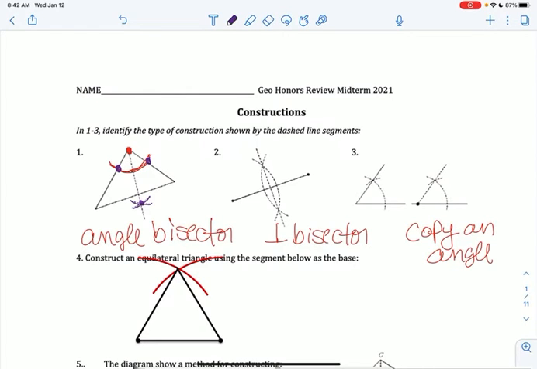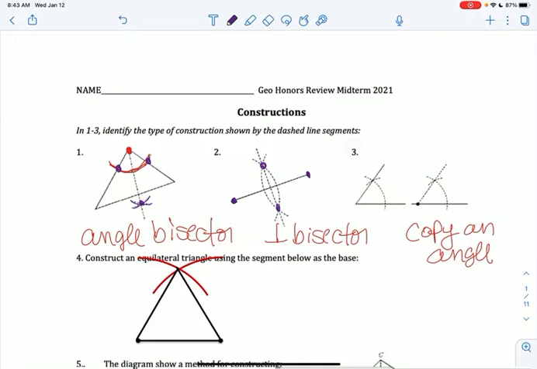2 is a perpendicular bisector. Remember, that's my favorite one, because all you have to do is put your compass on one of the endpoints, open it more than halfway, and draw an arc. With the same setting, you move it over to the other endpoint and draw an arc, and then you connect those 2 points of intersection to draw the perpendicular bisector.